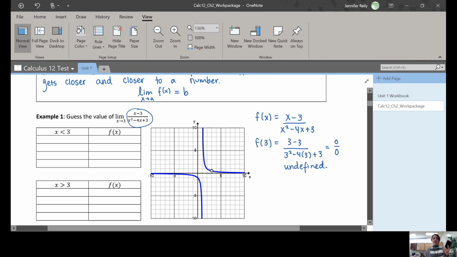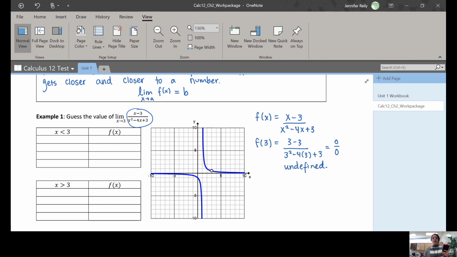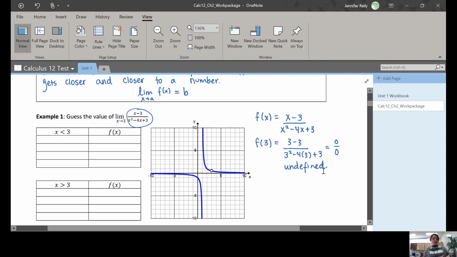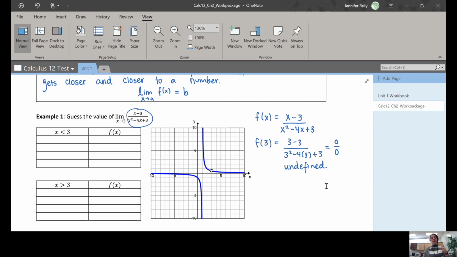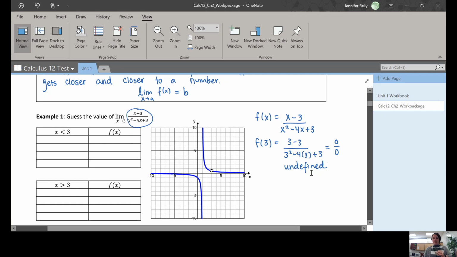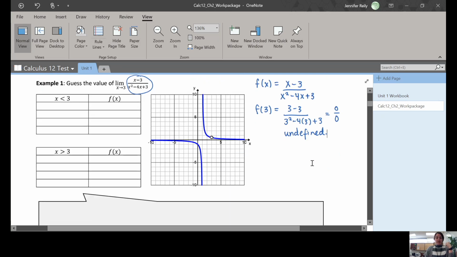So if I was trying to graph this function, I would have no idea what to do around the point f of 3. But I still want to know what's going on. So that's when a limit becomes really useful, because we can see what's happening to this function very close to 3 and see what this function is approaching as we get closer and closer to 3, but not actually at the point 3, because that's undefined. So let's use a table to do this.